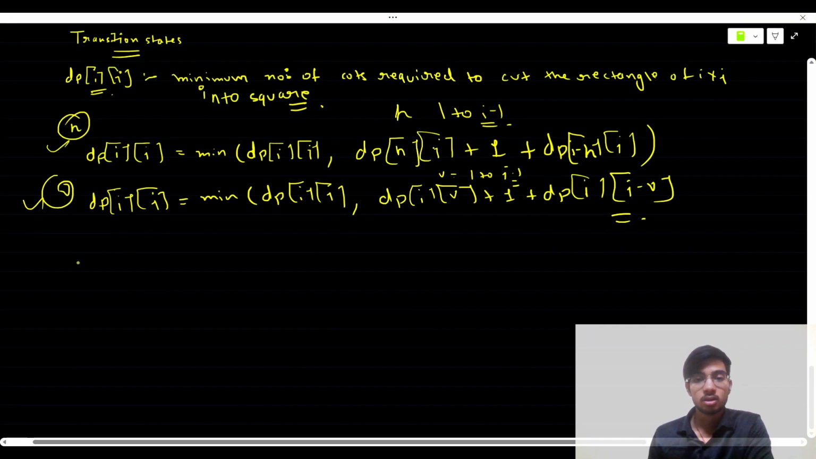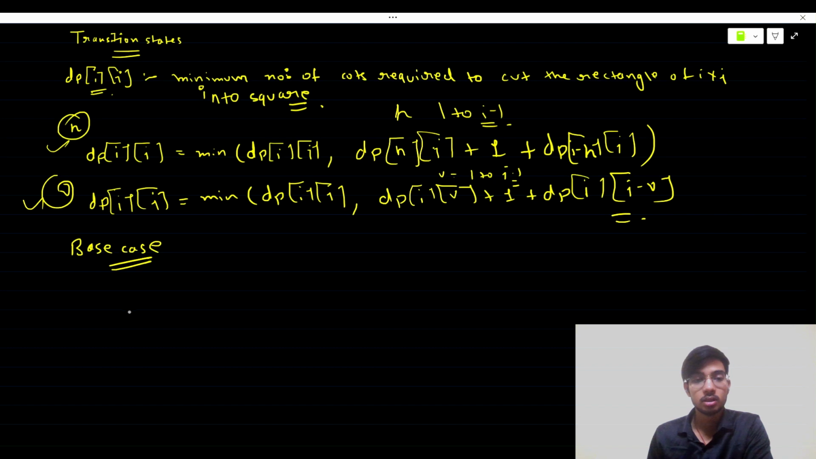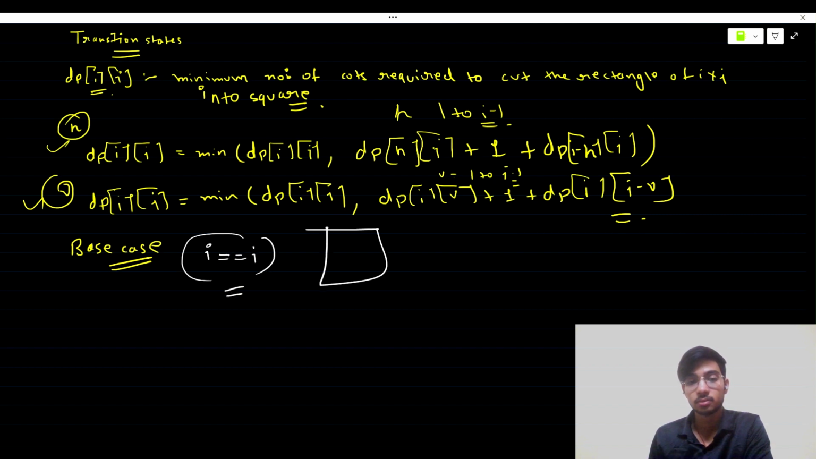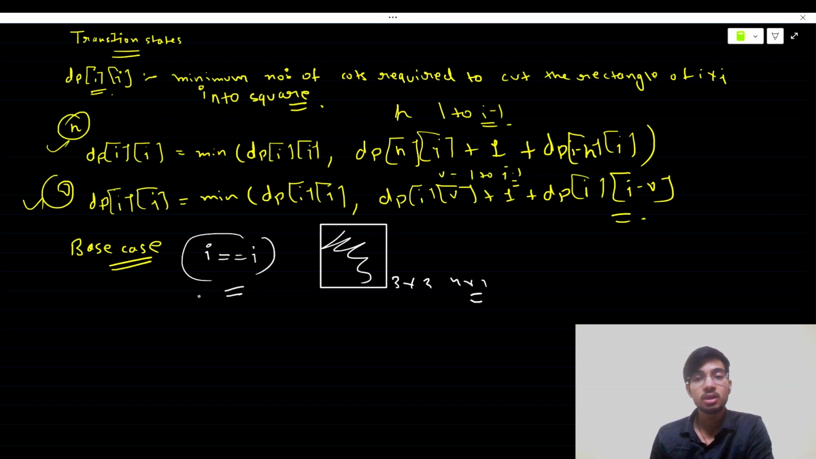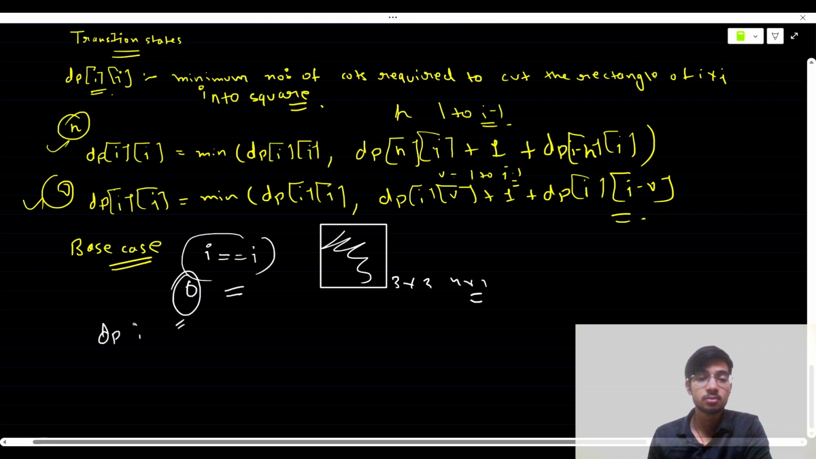Perfect. Now, the next thing we have to define is the base case, right? If you have a rectangle such that i equals j, that is, it is a square: 3 cross 3, 4 cross 4, right? So the cuts that you're going to do is 0. So dp of i j would be 0, right? This is the base case.